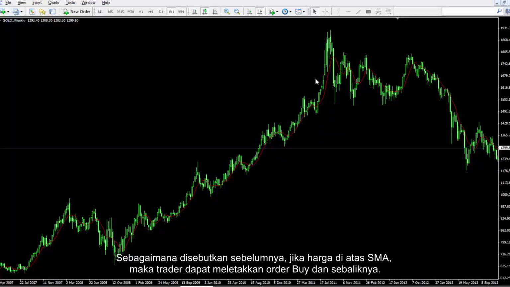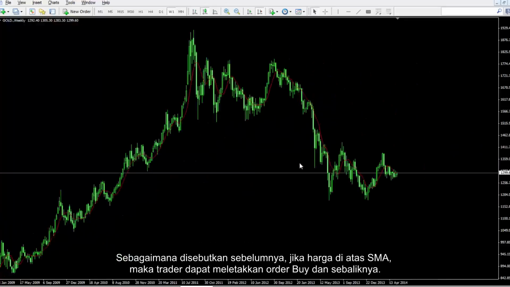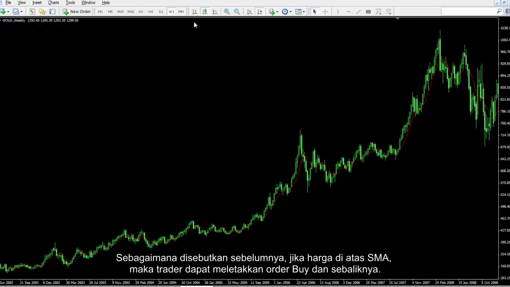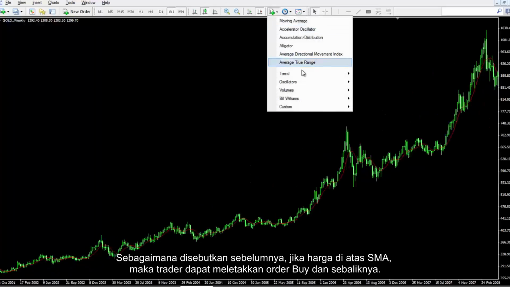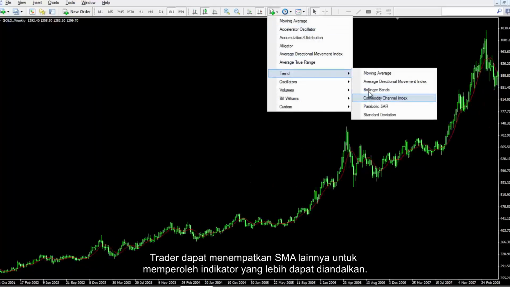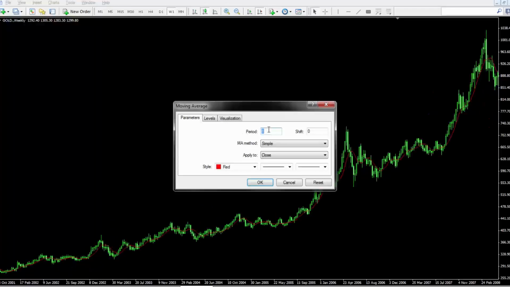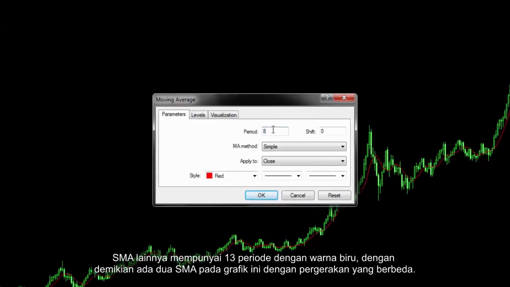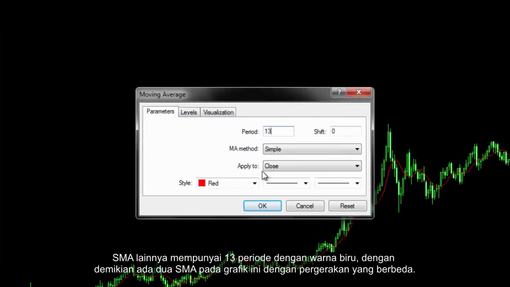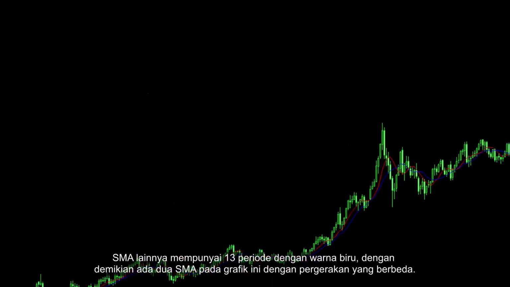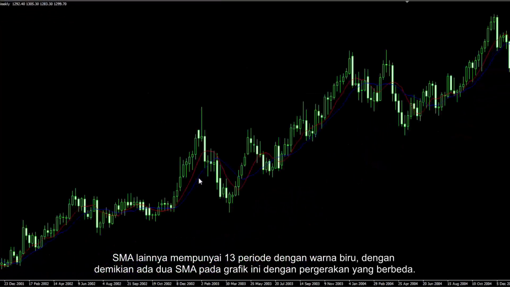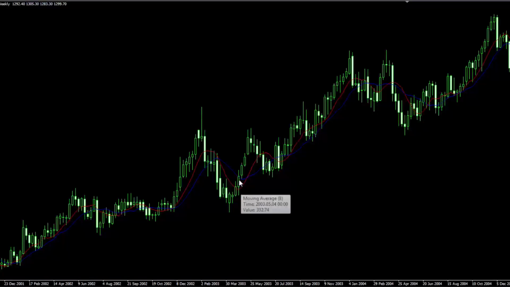As mentioned before, if a price is above SMA, then a trader can place a buy order and vice versa. A trader can place another SMA to have more reliable indicators. Another SMA can have 13 periods with blue color. Thus, there are two SMAs on this chart with different movements.